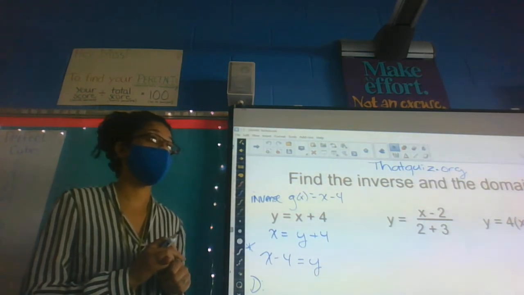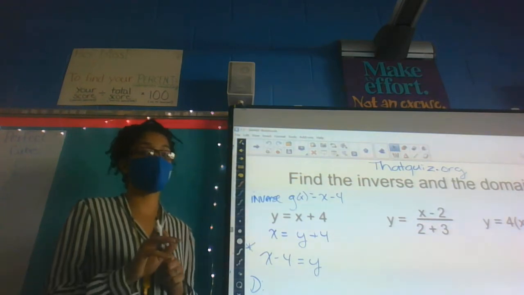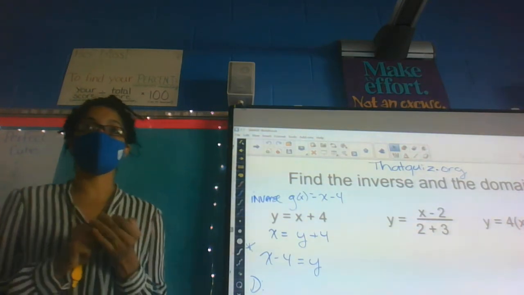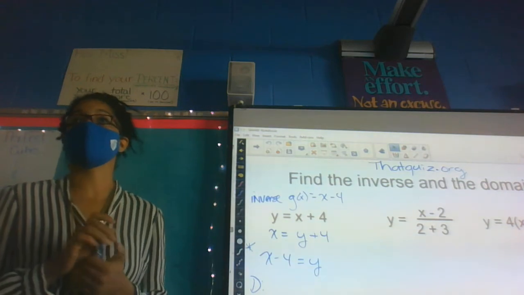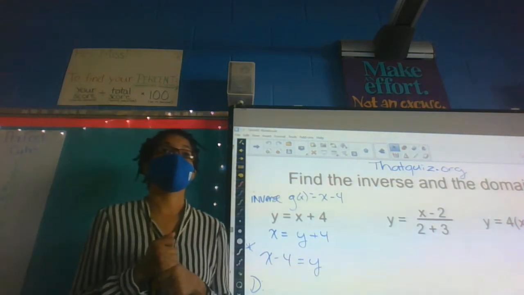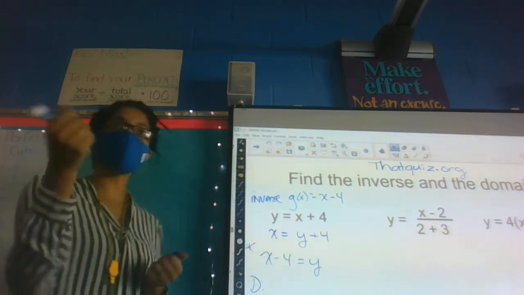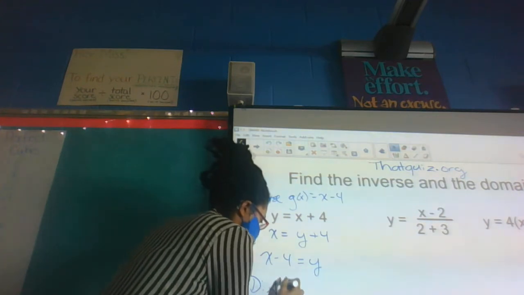4? What else? What else can go into this function? She said 4. Yes, 4 can go into this function. What else can go into this function? 2. What else? 6. Anything. All real numbers can go into this function.